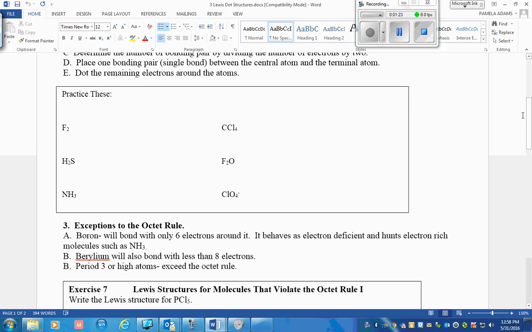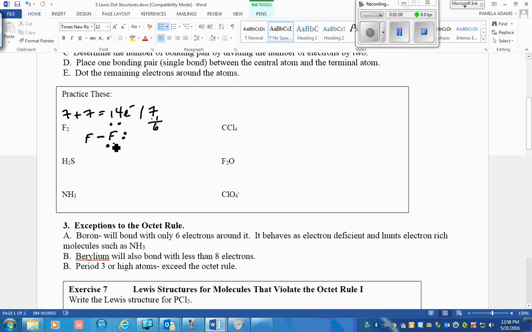Okay, let's draw these. So let's start with the diatomic element F2, and F2 has 7 valence electrons per fluorine, so that's a total of 14 electrons or 7 pairs. So we draw the fluorines. We use one of our pairs to hook them together. That leaves 6 pairs remaining, and I start dotting the pairs around until an octet is formed.